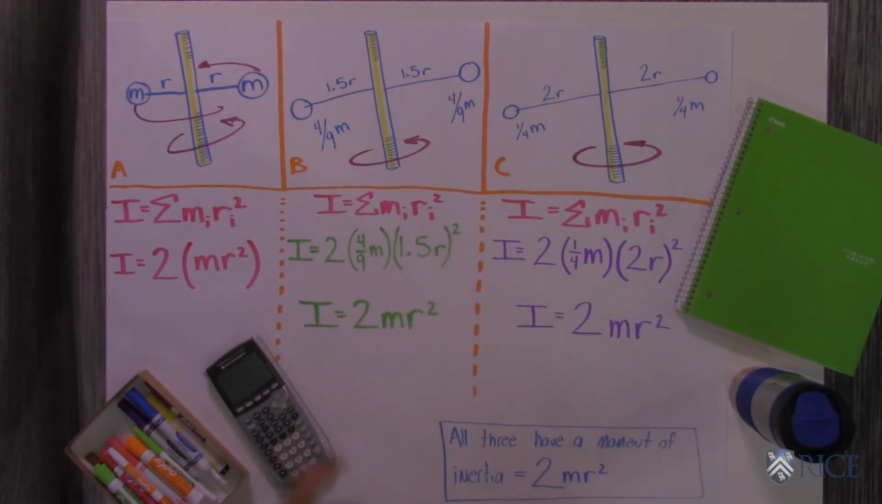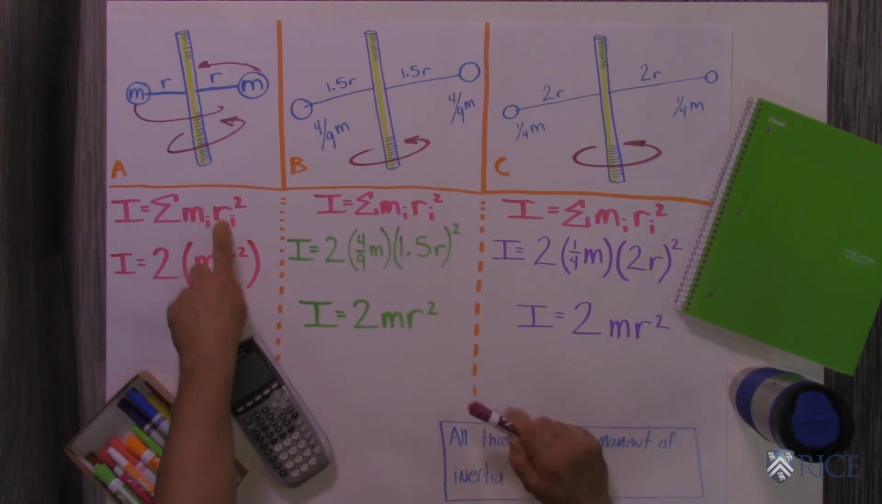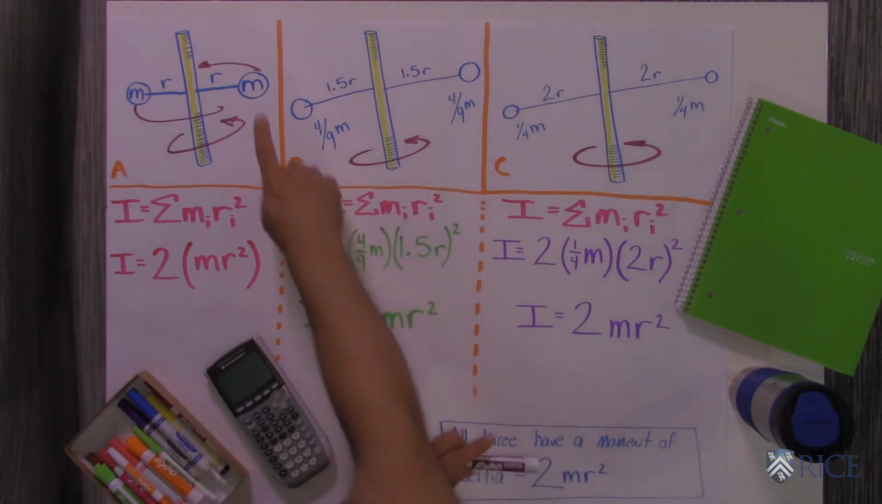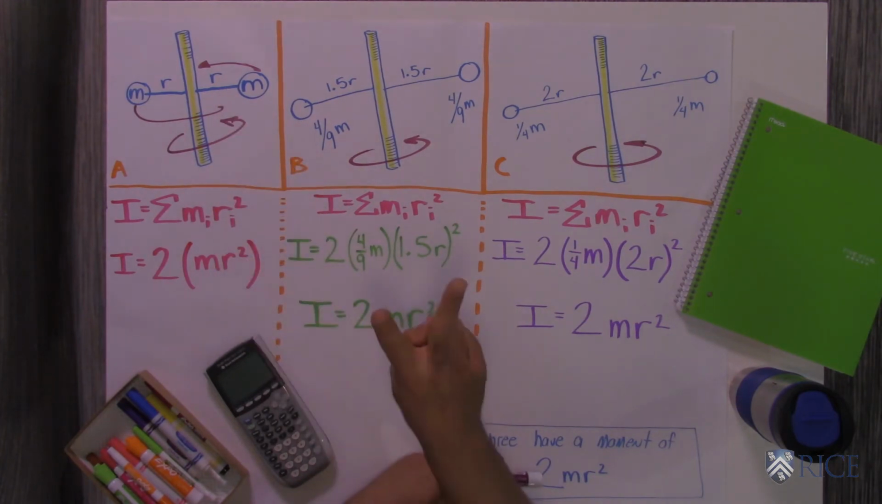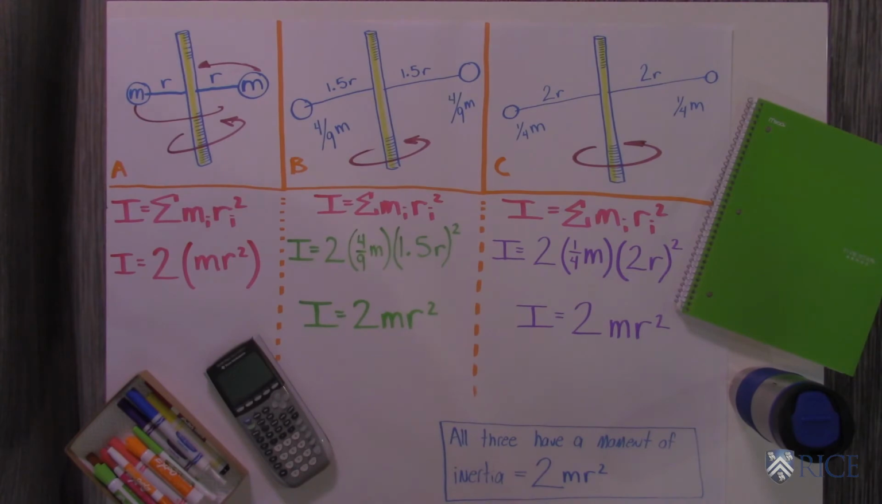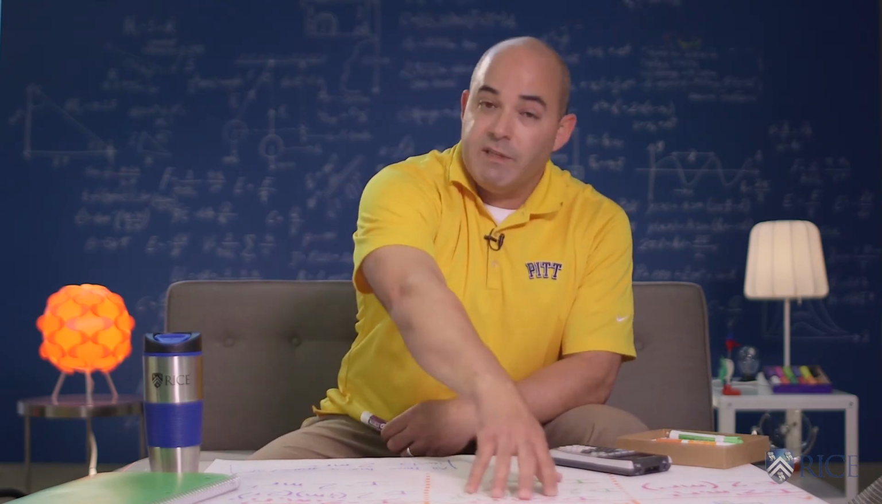Here's how it works. Moment of inertia, the same formula for every single one, is the sum of all the individual pieces of mass times how far that mass is away from the center squared. And by the center, I mean the axis that it's rotating on. All right, so for the first one, I've got this mass, and it's some distance r away, so I took mr squared, and there's two of them, so I put 2 mr squared. Done. That's the answer for the first one. What's the moment of inertia? 2 mr squared. Easy.